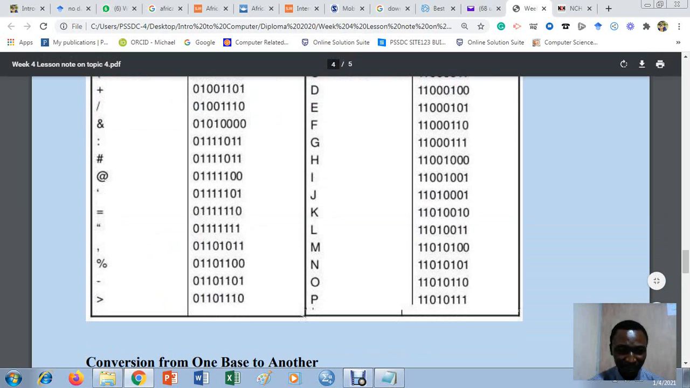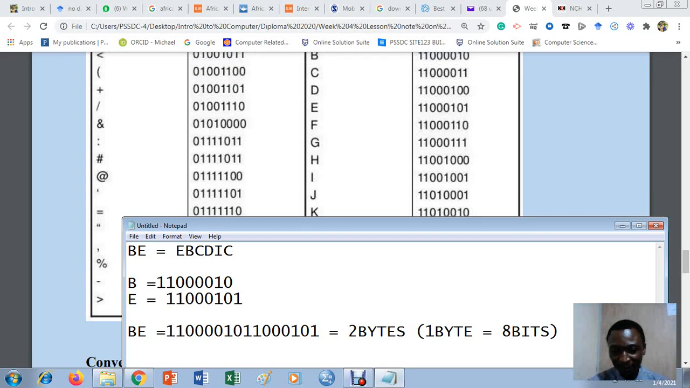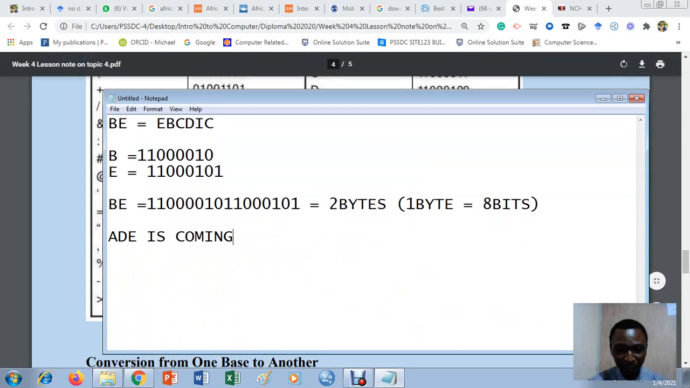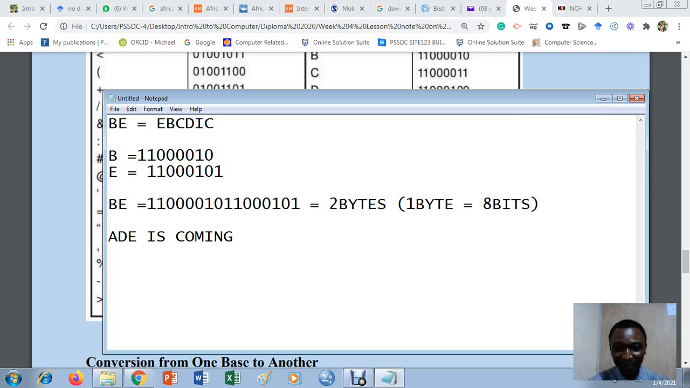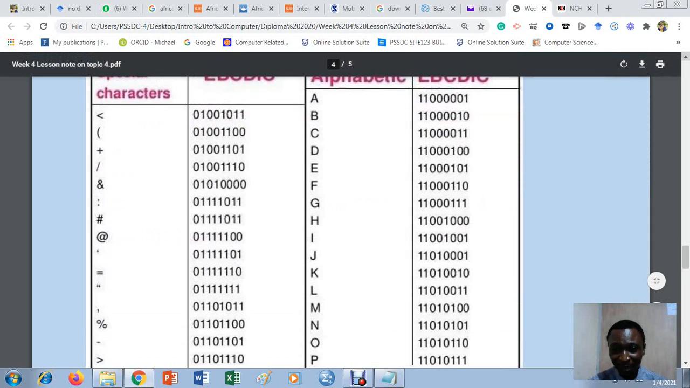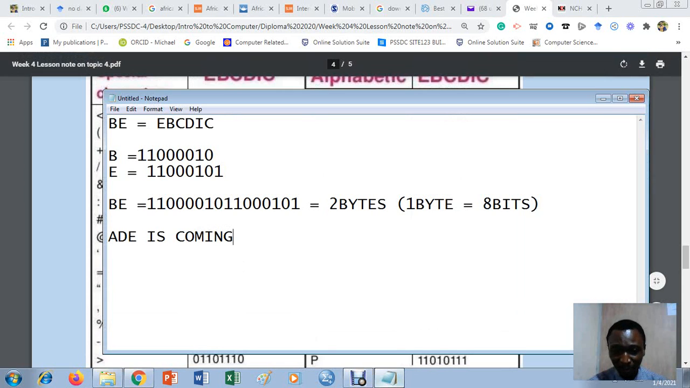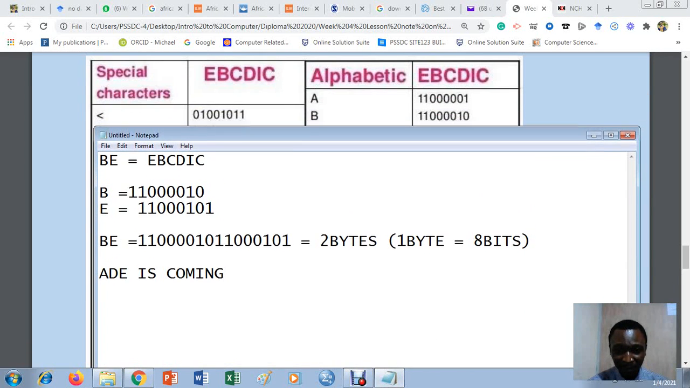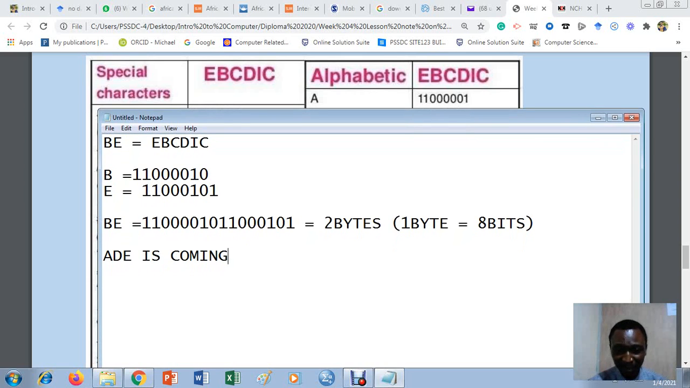Also, if you type this heart, this is what the system will recognize it to be. If you type this and, this is what the system will recognize it to be. Imagine if you type "Ade is coming." The system will only recognize it to be what? It's very simple, as you've seen the coded interpretation up there. The system will take A to be 1 1 0 0 0 0 0 1.